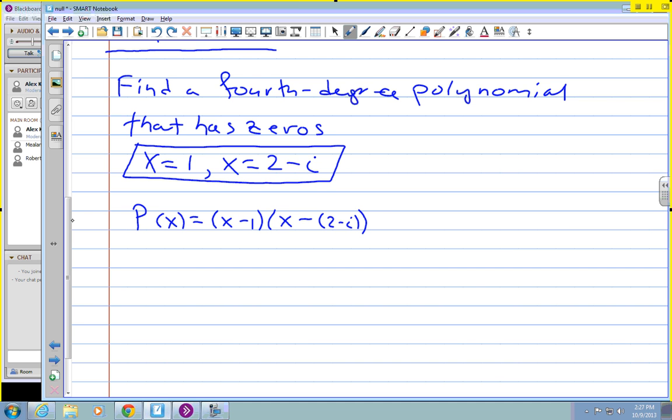x plus 2. Yeah, so x minus whatever the conjugate is. So again, if 2 minus i is one of the zeros, then 2 plus i has to be one of the zeros as well. Is that it?